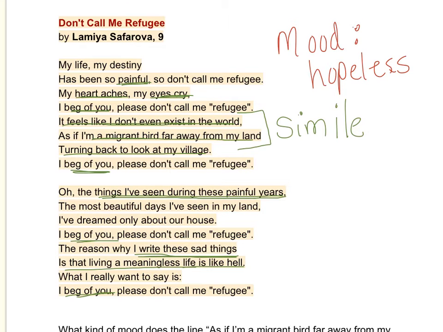And the simile, "It feels like I don't even exist in the world, as if I'm a migrant bird far away from my land, turning back to look at my village," helps to work to create this mood.